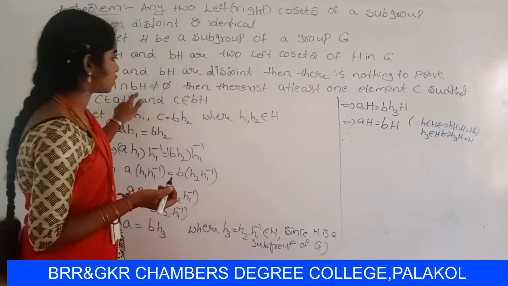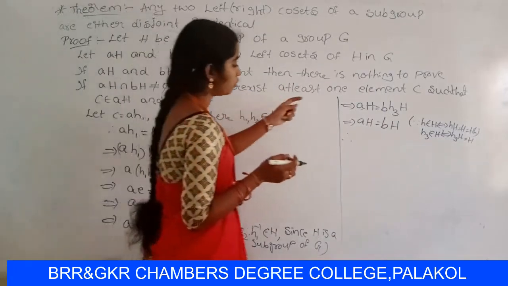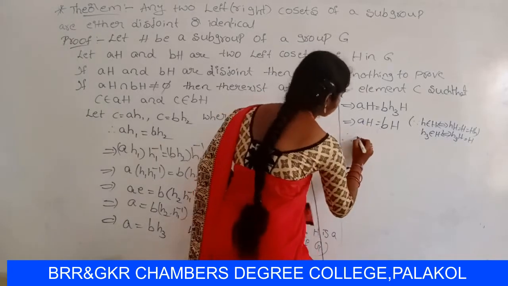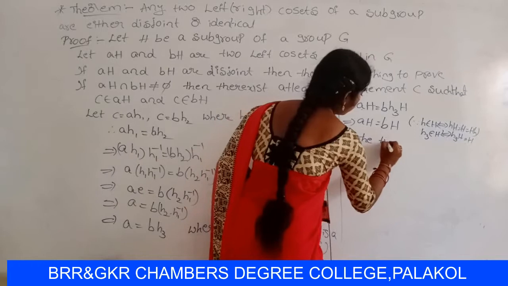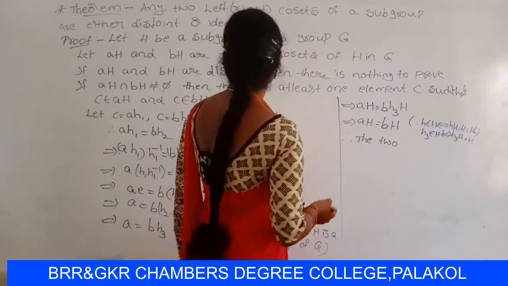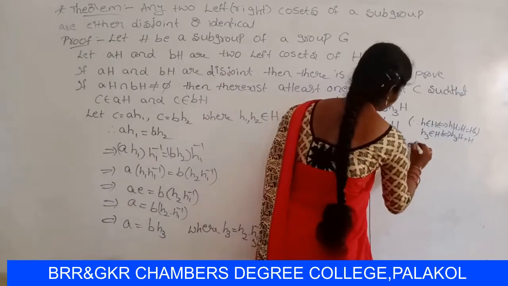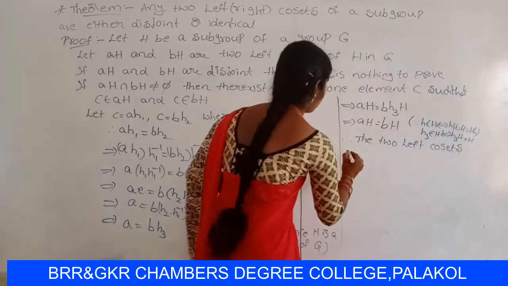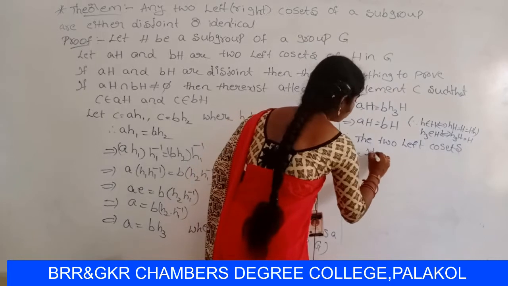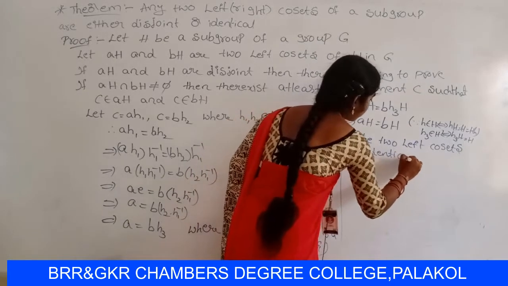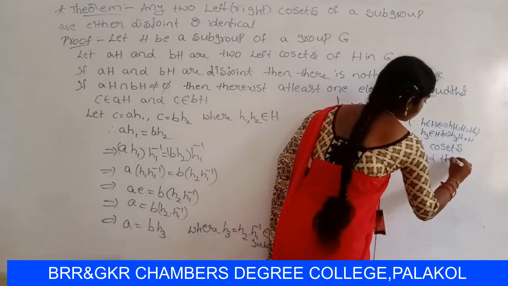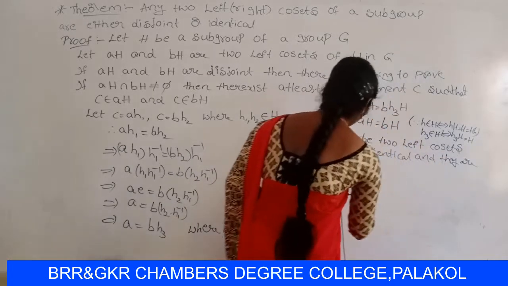Considering not disjoint, finally we have proved identical. Therefore the two left cosets are identical and they are not disjoint.